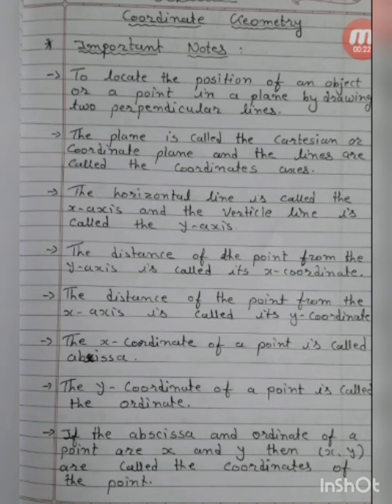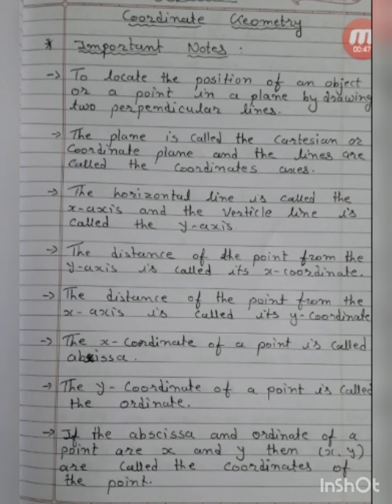First, to locate the position of an object or a point in a plane, we draw two perpendicular lines. We draw a point or an object on the paper and we have to locate it at that time. First of all, we have to draw two perpendicular lines, one vertical and one horizontal, and then we can locate the position of the object.